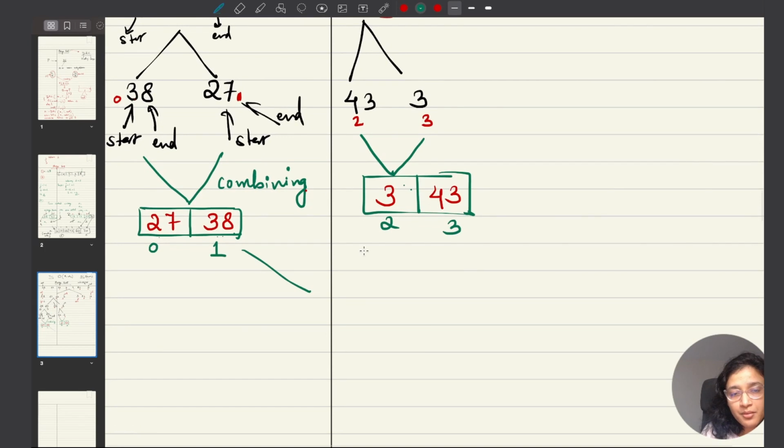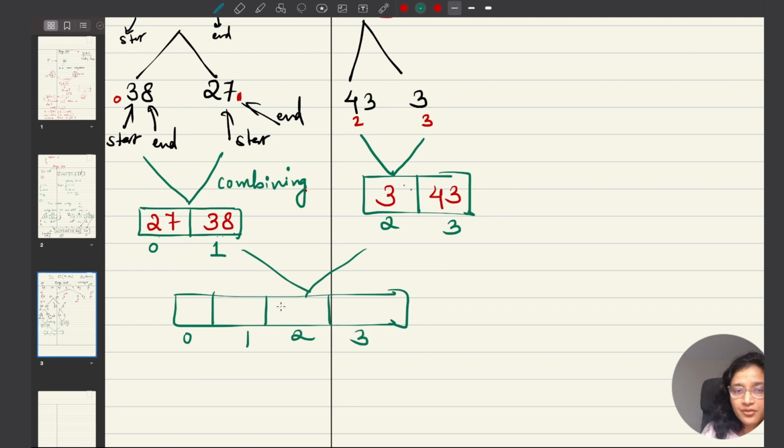Let's say I'm going to combine this. This is going to give me a bigger array, which is going from 0, 1, 2, and 3. If I have to sort this, what we're going to get is 3, then 27, 38, and 43. Correct? So I got a bigger subproblem solution, right?